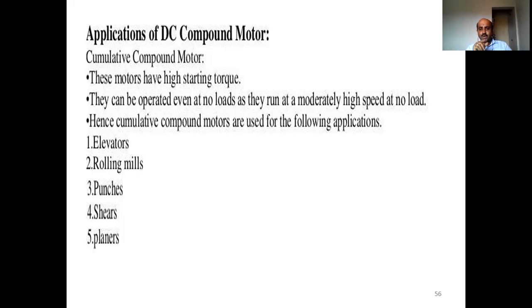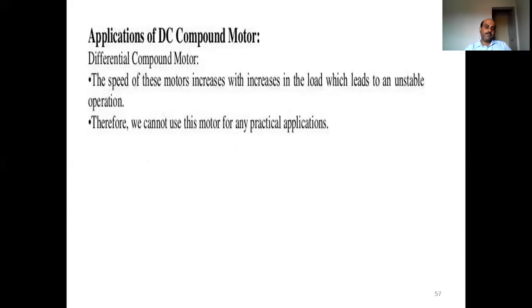In the sense, cumulative compound motors will have a high starting torque, as in the case of a DC series motor. And these types of motors can also be operated at no load, because they run at a moderately high speed at no load. And hence they have been used for elevators, rolling mills, punches, shears, and planes. This is the application of the cumulative compound motor.